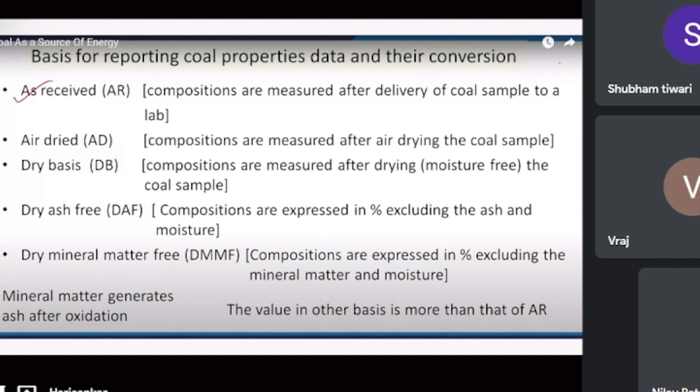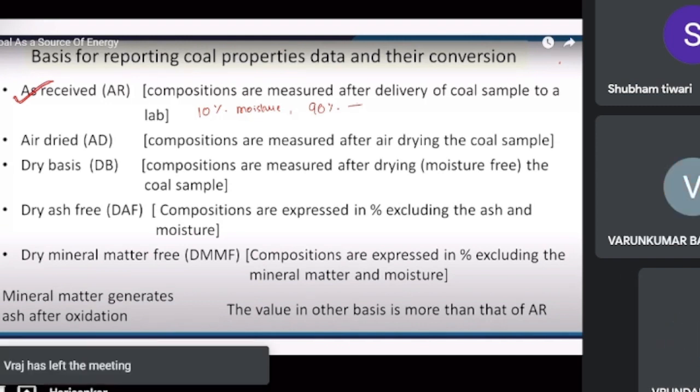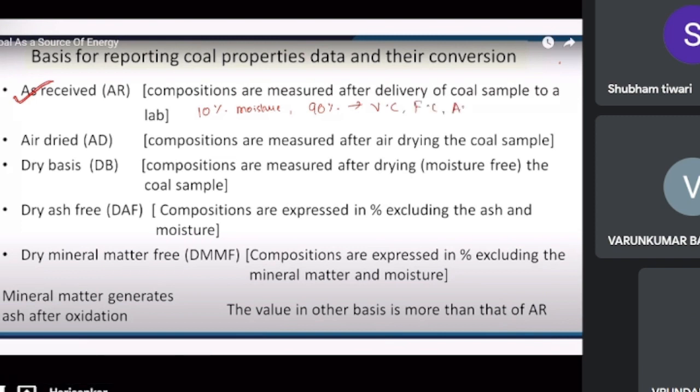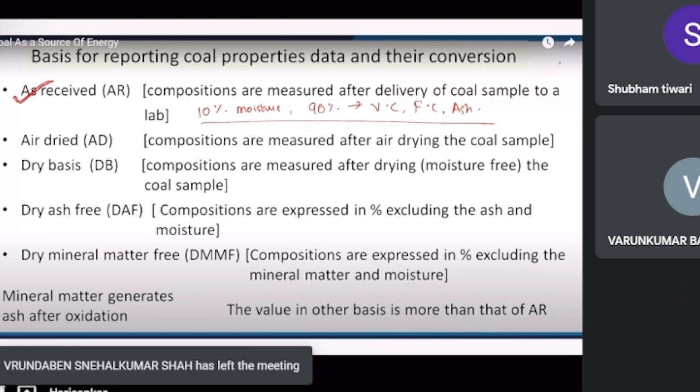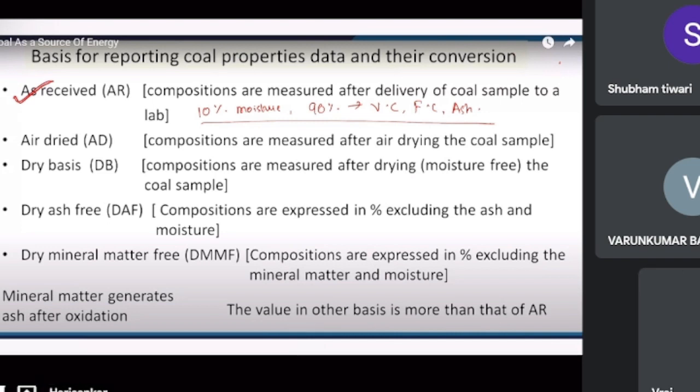And because of this moisture content, we usually have different methods of reporting the data for the approximate composition of coal and other properties as well. So as received basis: let's say you get a coal that has 10% moisture, and the remaining 90% has the other components: volatile matter, fixed carbon, ash, and so on. If you just report this data as such, that basis is known as received basis.